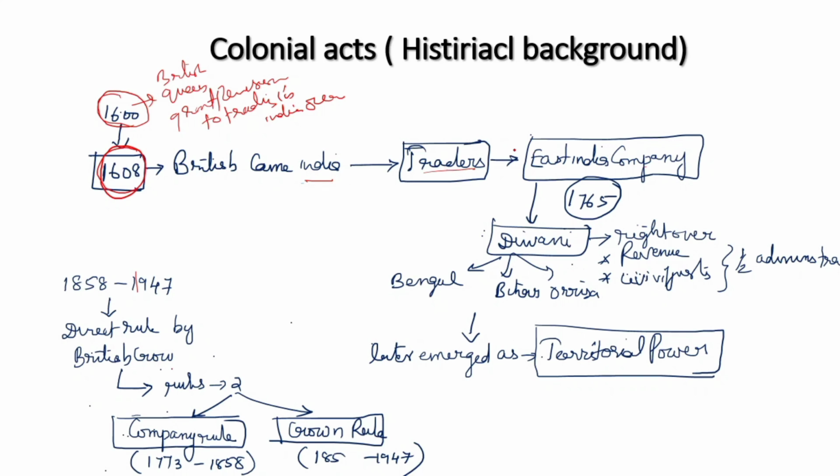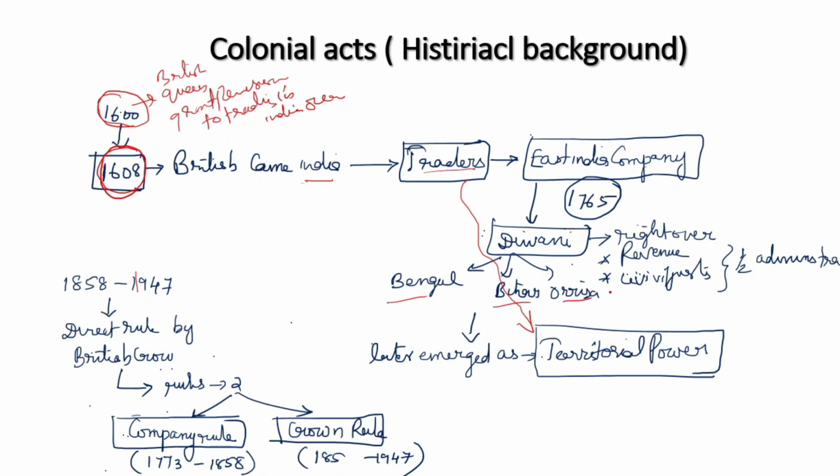For the purpose of ease, they made the East India Company. It's called the English East India Company. From traders, they gradually became the territorial power. This is the point. In 1765, the English East India Company got the Diwani power of Bengal, Bihar and Orissa.